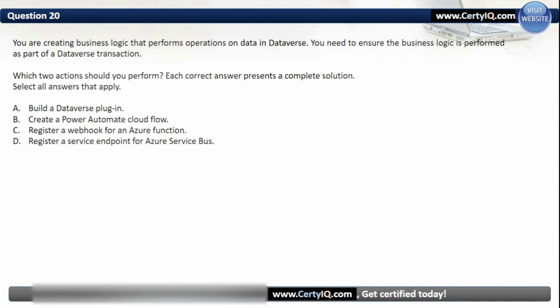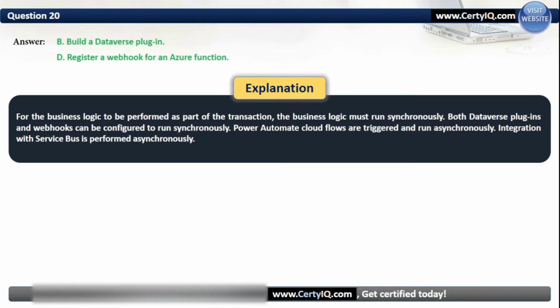For the business logic to be performed as part of the transaction, the business logic must run synchronously. Both Dataverse plugins and webhooks can be configured to run synchronously. Power Automate cloud flows are triggered and run asynchronously. Integration with Service Bus is performed asynchronously.